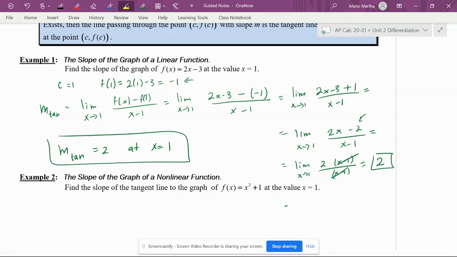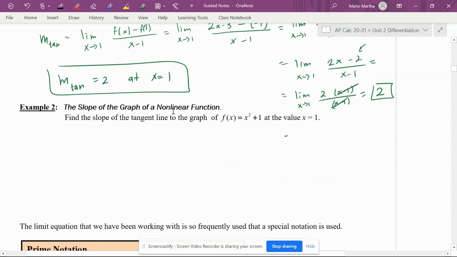And if you remember, the slope of a straight line is a constant, which in this case happens to be 2. So that confirms our answer that for any point here, it's always going to be equal to 2. Now let's look at a more nonlinear function. Find the slope of the tangent line to the graph of f of x equals x squared plus 1 at x equals 1.